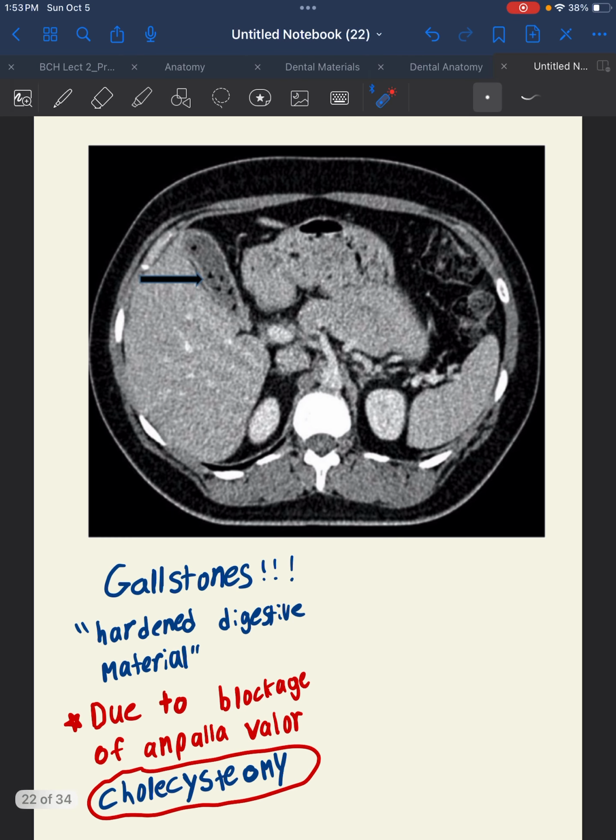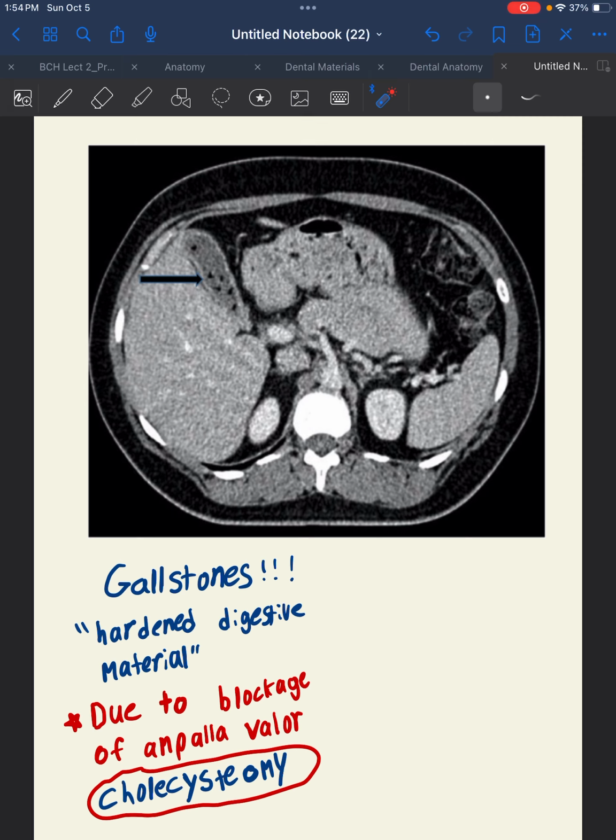A little bit of clinical relevance for the gallbladder. So if you look on the CT scan, here is the liver. There are your kidneys, spleen, stomach right here. And this area right here is the gallbladder. And what you notice about this gallbladder is there are some regions that are darker than the other regions. Those darker specks are actually gallstones, which are just hardened, calcified digestive material.